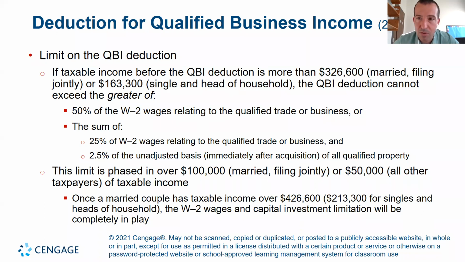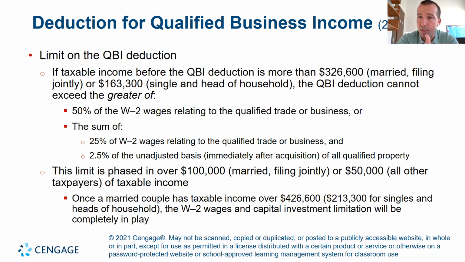We limit it to 50% of the W-2 wages, so the employees of the business. Or it's the sum of 25% of W-2 wages and 2.5% of the unadjusted basis of qualified property. Basically, what the IRS is saying here is that they're going to limit the QBI deduction to a certain amount, and in excess of that amount, they're going to cap the 20% deduction to 50% of W-2 wages.